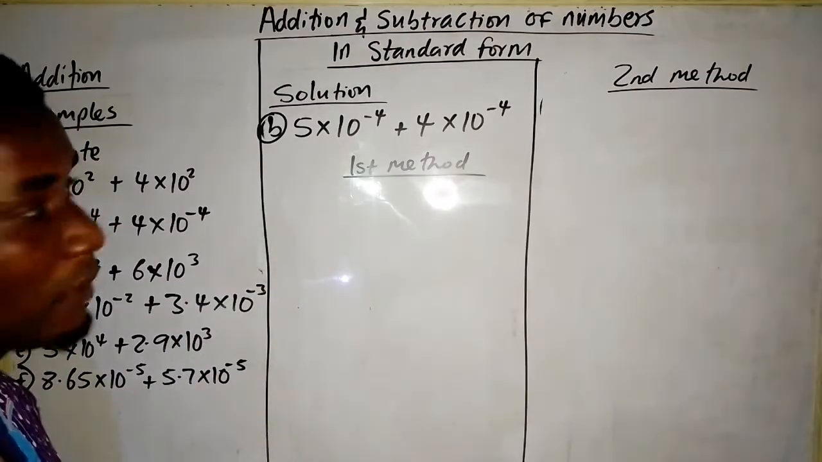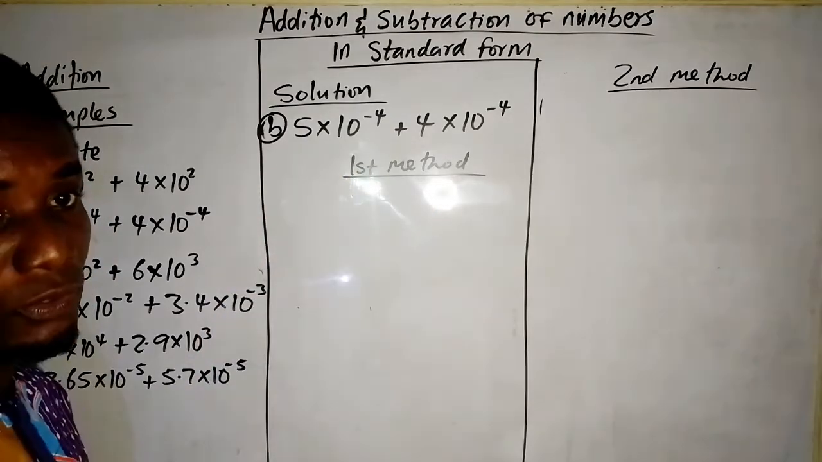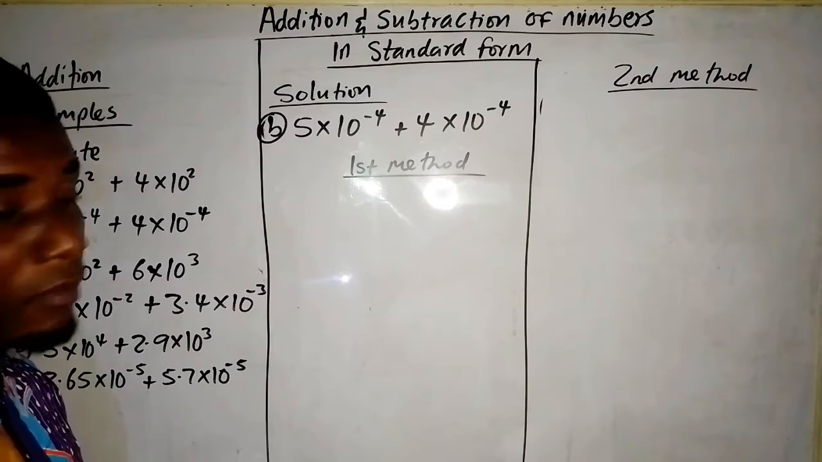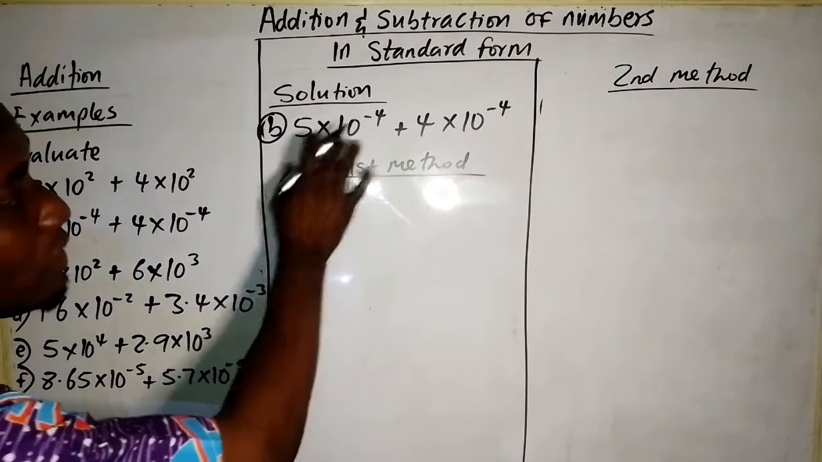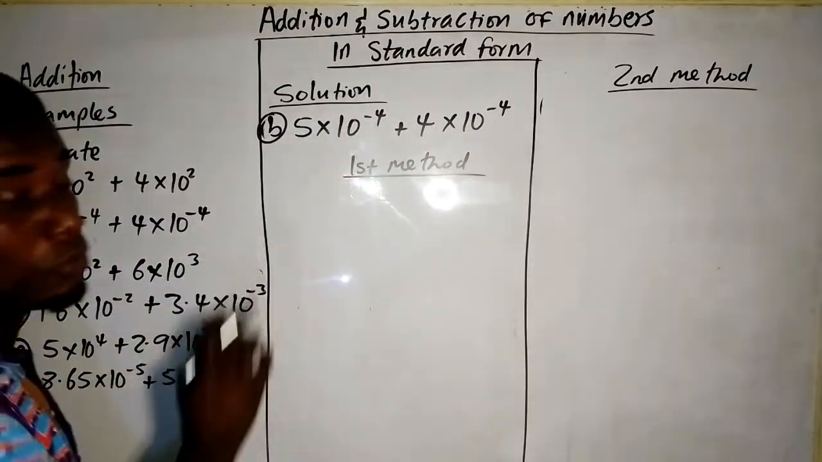Let's take a look at this second question. If you look at this question now, the base and the exponents of the two numbers given to us are negative. So in this case, they have something in common. To use the first method, we have to change this number back to an ordinary number.